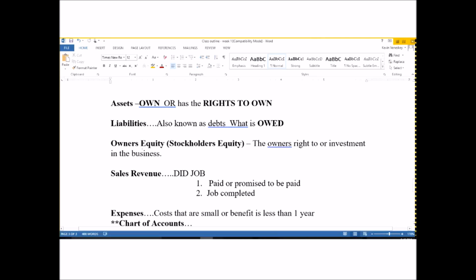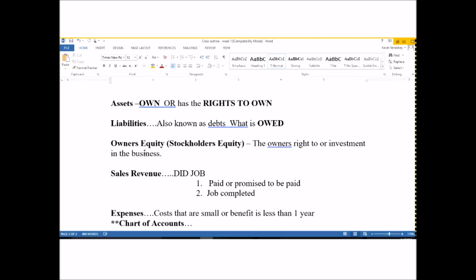Owner's equity. Typically in this category, we're going to put any monies that the owner has invested into the business to help the business get started or to help it get bigger. That's going to go in this category. If the owner takes money out to pay him or herself, that's going to be in this category.